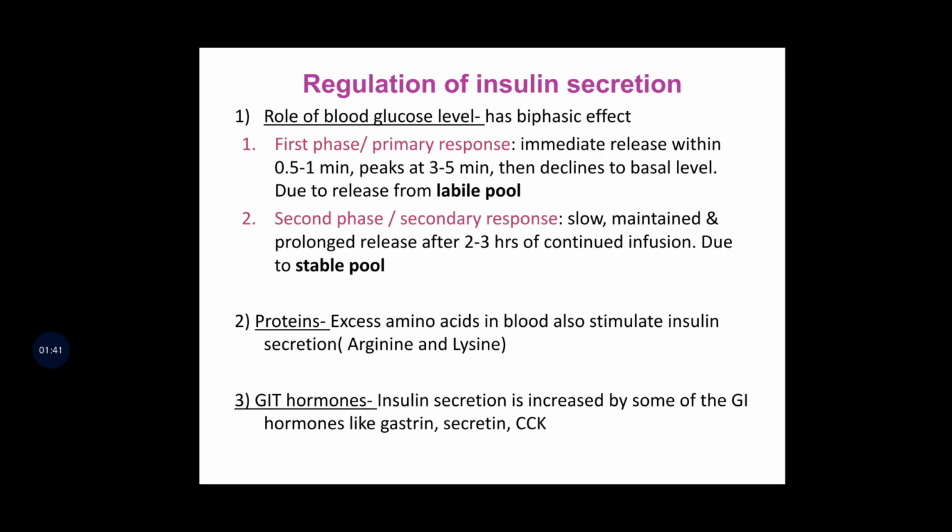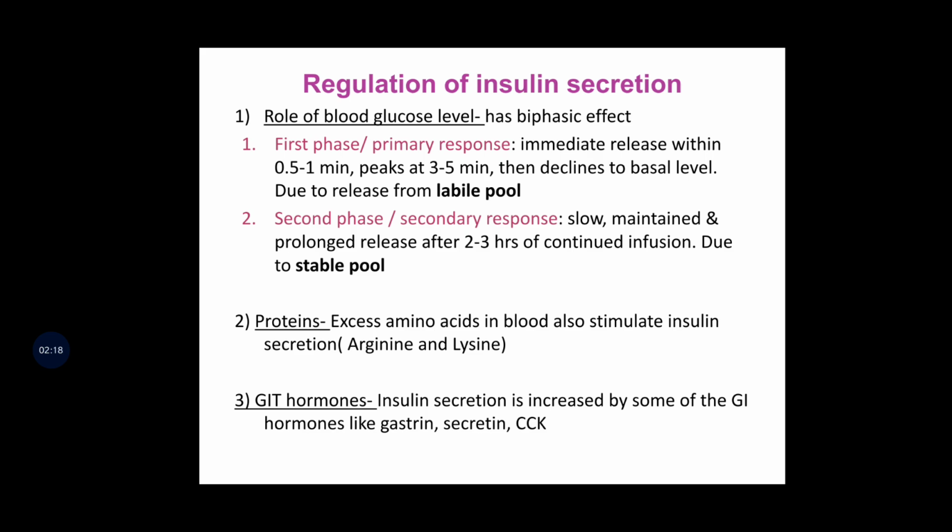So what do we mean by this labile pool? As soon as the glucose concentration shoots up, whatever insulin is secreted at that point of time, that is the labile pool. And the stable pool is the normal concentration of insulin that is always present in our blood, in our body, from which the secondary response now happens. So that is why it is also known as the biphasic effect.